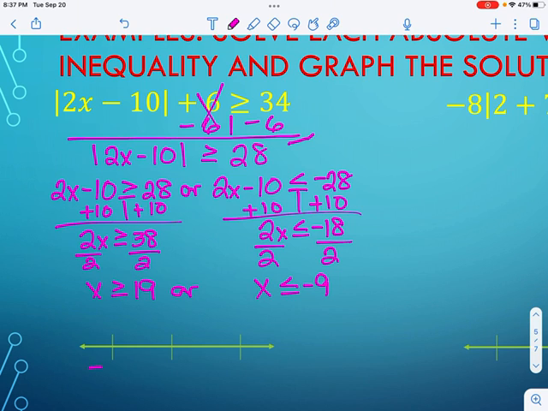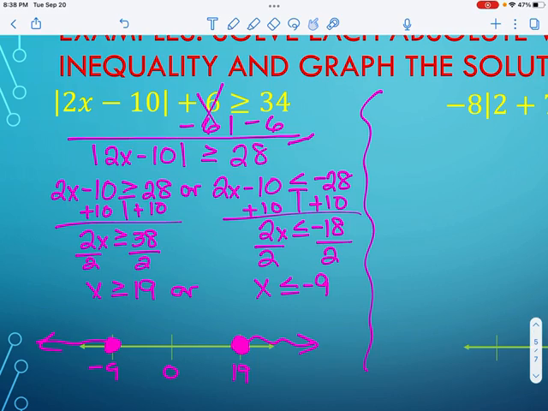So we come down here. It is an or statement, remember. So that means we get everything from both graphs. So x is greater than or equal to 19, x is less than or equal to -9. So we graph our inequalities, and there would be our solution to this.